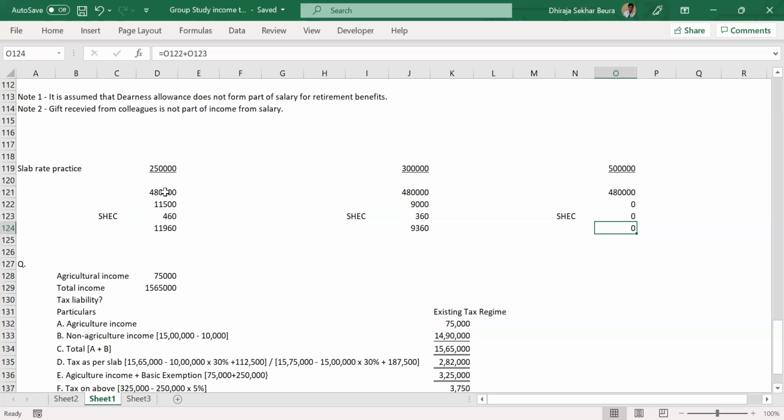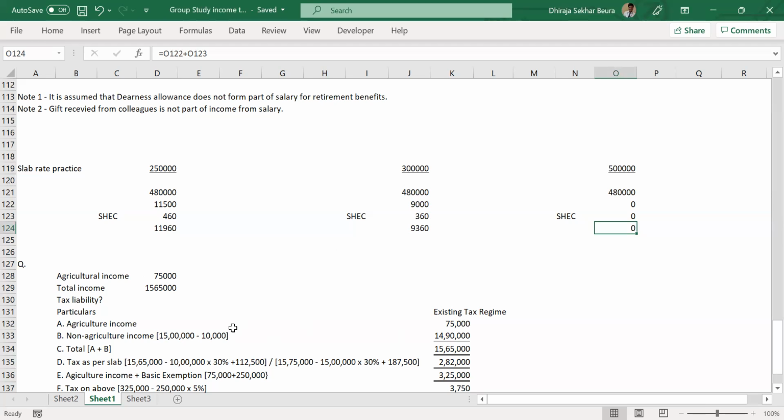Anybody facing any challenges in that, please? Everyone got the answer? All of this? 11,960, 9,360, right? Yes. Okay. Now that we have covered these three slab rates, again repeating.